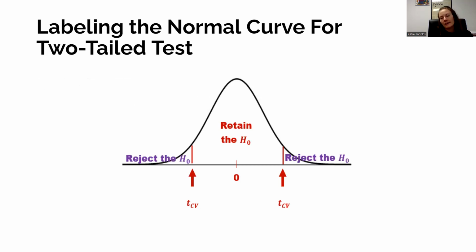we see that we have two critical values. One will be positive, the other will be negative, but the number will be the same. We have to label the retain the null hypothesis region and the reject the null hypothesis regions. If we wrote non-directional hypotheses, we'll have two different regions that are reject the null hypothesis. And that's because when we did the non-directional hypothesis, we didn't have an idea which group would be bigger, right? So we're looking on both sides to see if that difference fell in favor of either of the groups.